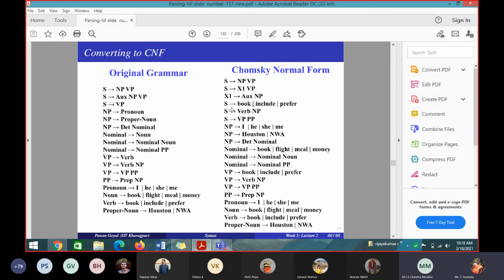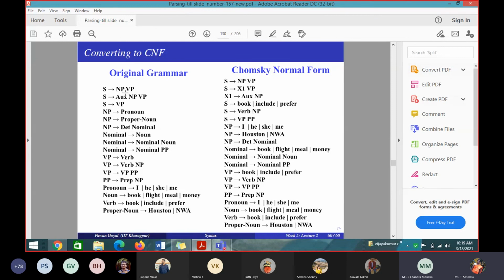Then S gives VP. Is it correct? No, ma'am. So what do I have to replace? What are all the places I have VP? VP gives book, include, prefer. So S gives book, include, prefer. This VP is already verb, which we have replaced with book, include, prefer. Next, any other VP? VP gives verb NP, and VP gives VP PP. Good. All these I have written here for S. So one S rule is replaced by three S rules in Chomsky normal form.